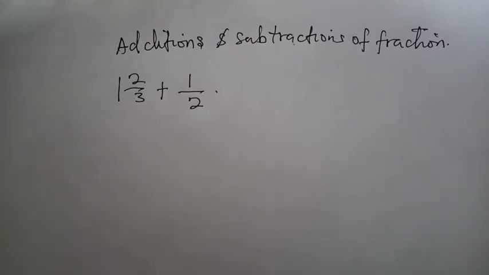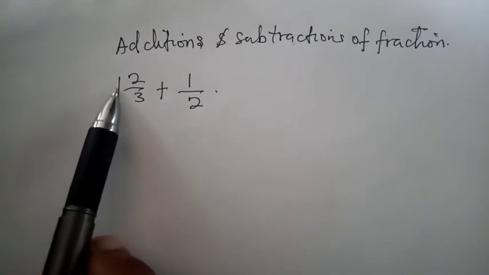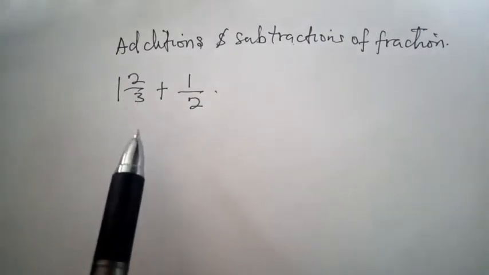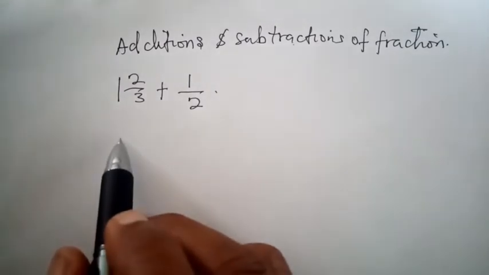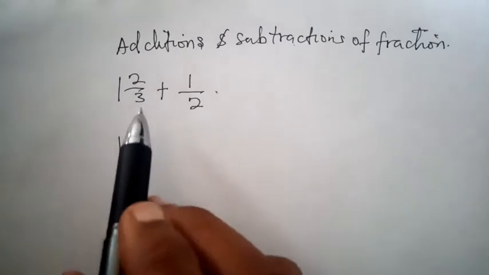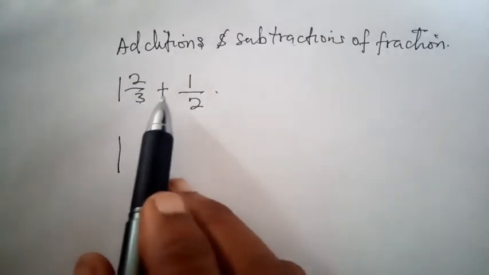So if we have one whole number, 2 over 3 plus 1 over 2, what will this lead you to? I want you to leave this one. Don't allow it to bring a problem to your solution. Just write it separately. Keep it 1. Then deal with 2 over 3 and 1 over 2.